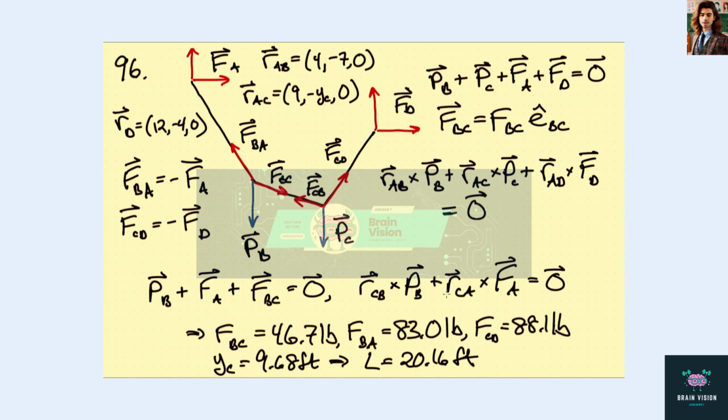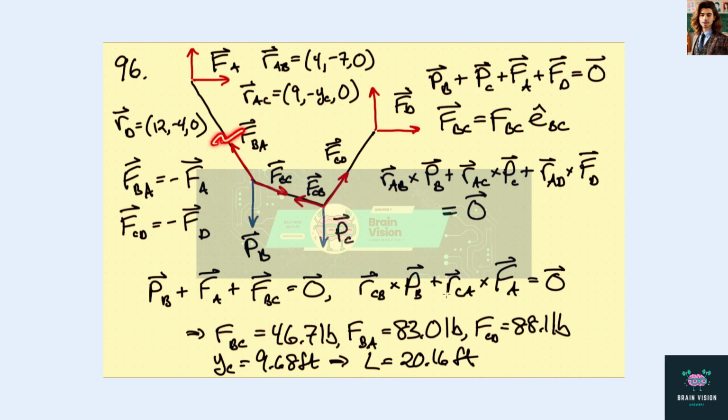So we get three equations here and three equations here, which give us what we're looking for. In this problem, we're looking for the tension in each segment and the total length of the cable. The tension in this segment winds up being 46.7 pounds.